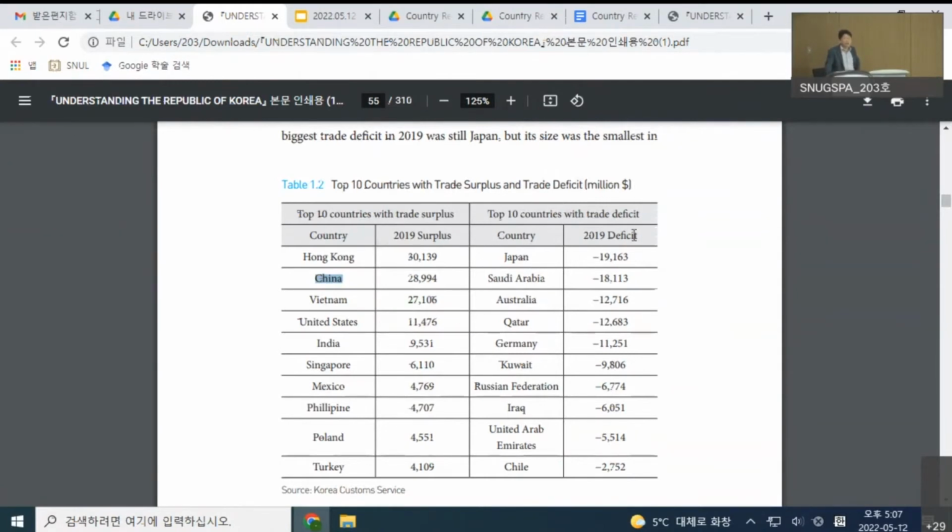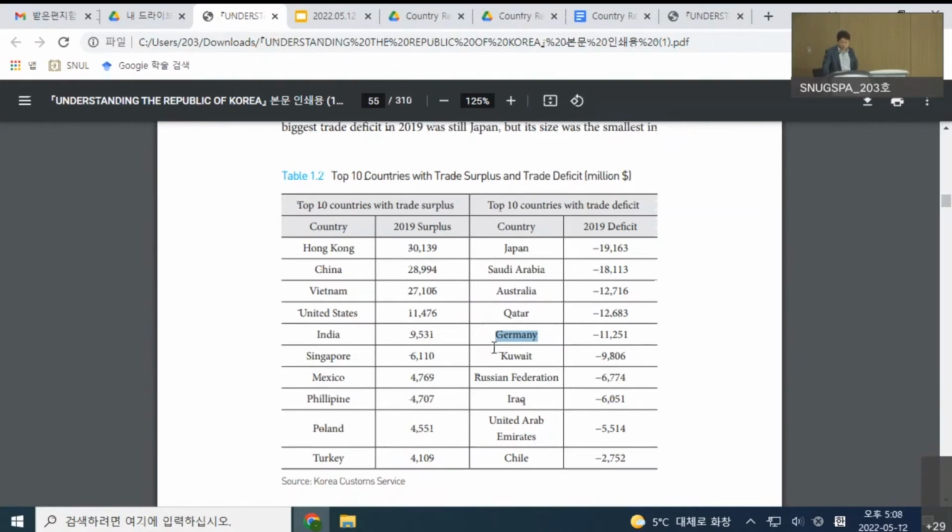And we had a huge deficit with Japan, Saudi Arabia. This is pretty natural, I think, because we import so much oil directly from Saudi Arabia. Australia, why is that so? We have to import many natural resources from Australia as well. Germany, Michael. We also have to import advanced manufacturing facilities from Germany. So these are our trade partners. We got the surplus from China and Hong Kong, and a deficit with Japan and Saudi Arabia, the Middle Eastern countries.